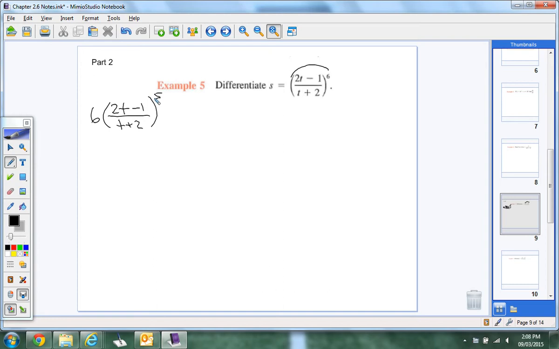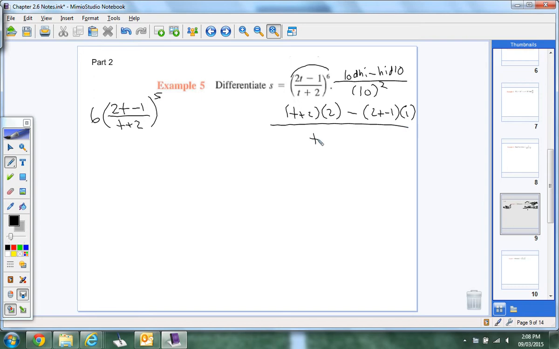So again, low d high minus high d low, all over low squared. With that said, low t plus 2, derivative of high, 2, minus high, 2t minus 1, derivative of low is 1. You don't have to write that, but I will for now. Low squared is t plus 2 squared.